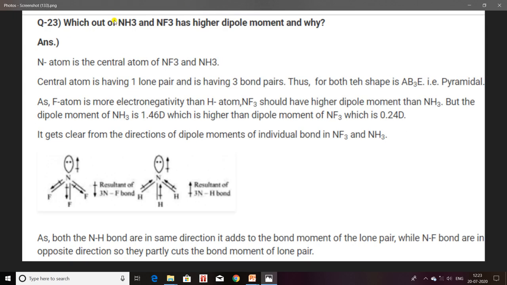The next question is, which out of NH3 and NF3 has a higher dipole moment and why? I have already explained this question in the lecture video, so you can see that.